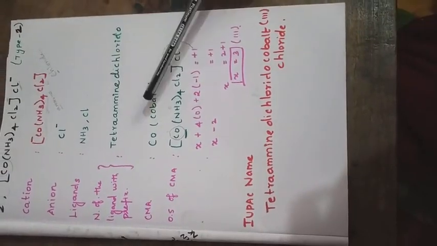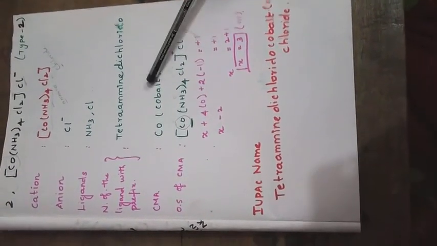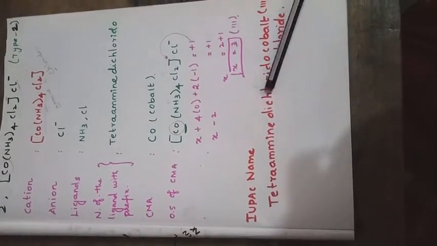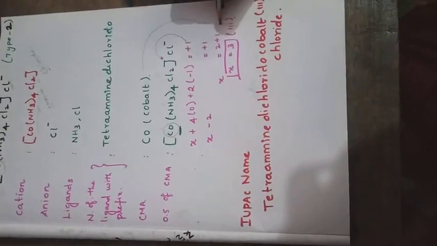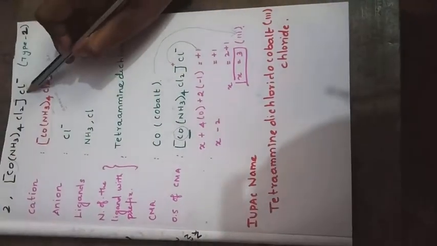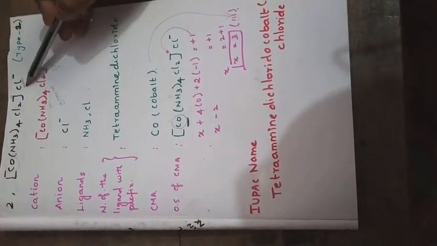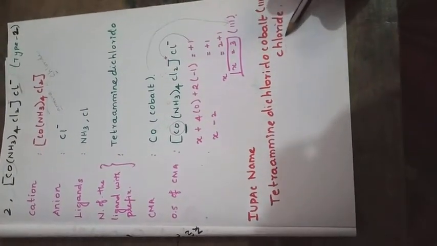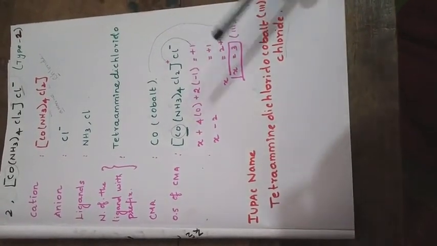Central metal atom, we have found out this is the cationic complex. We have to write as it is. Tetraamine dichlorido cobalt, then you have to write the oxidation state in Roman letters. We have finished. Then extra we have the simple anion. At last you have to write the simple anion, chloride, name as it is. In this way we have to name the coordination compound.